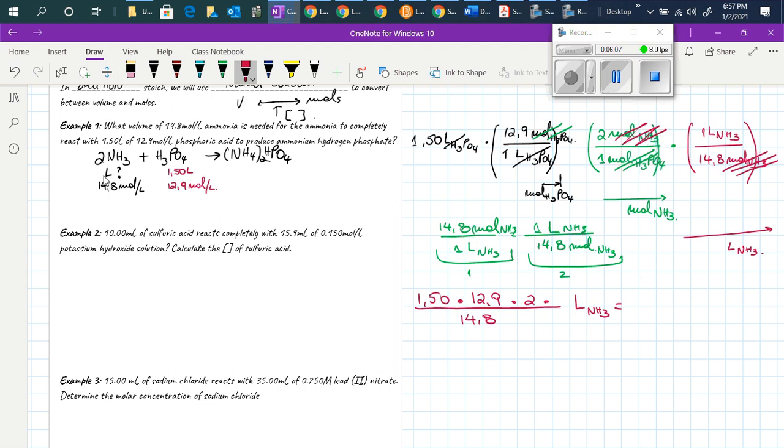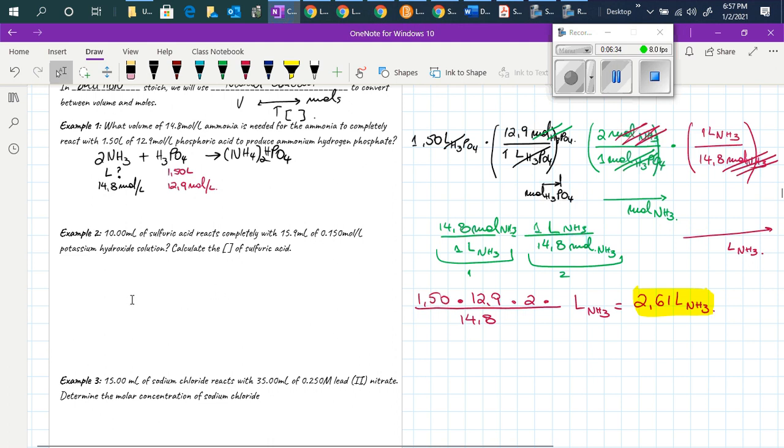And when you enter those calculations, you will find that you will need 2.61 liters of ammonia in order to react in the conditions that are presented here. Okay.